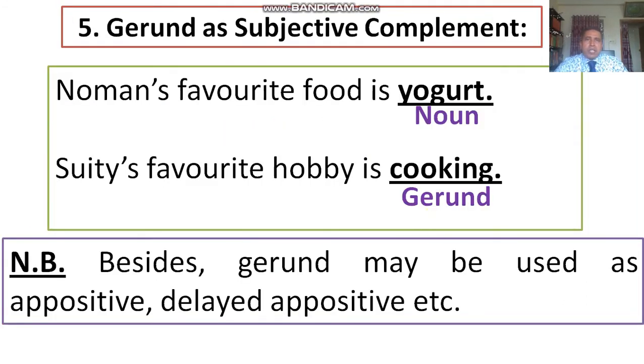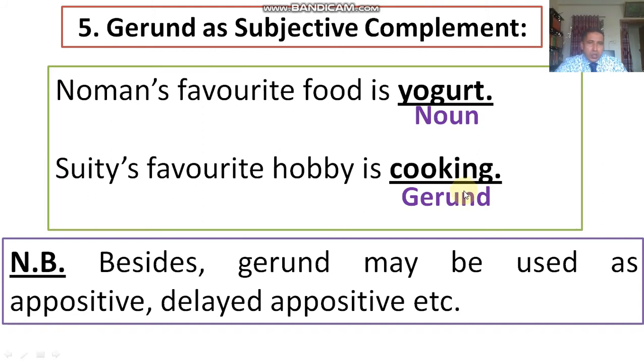A gerund can also be used as a subjective complement. Noman's favorite food is yogurt, here yogurt is a noun. Sweetie's favorite hobby is cooking, here cooking is a gerund. Yogurt is a noun, and cooking also looks like a verb, but here it is a noun or gerund.